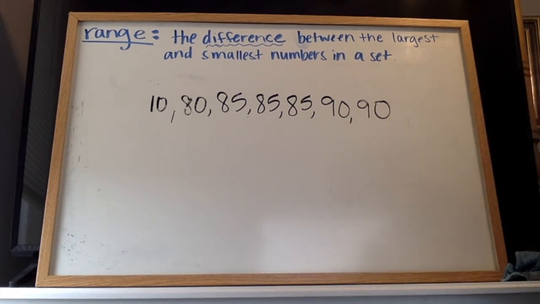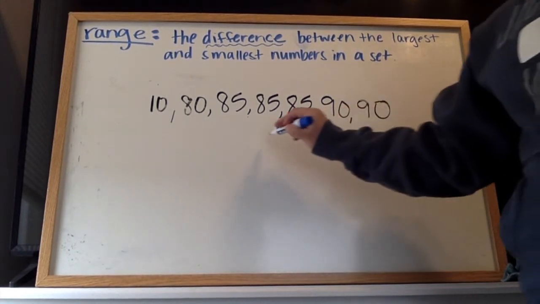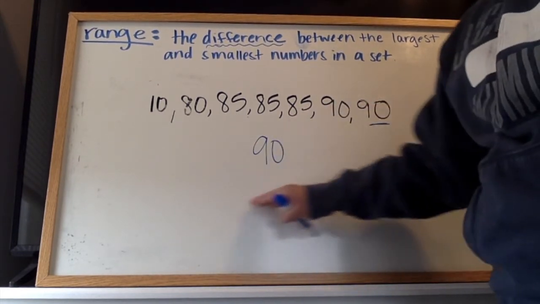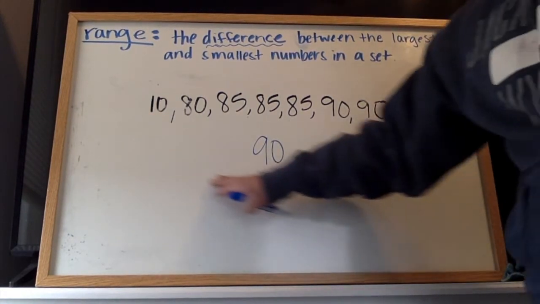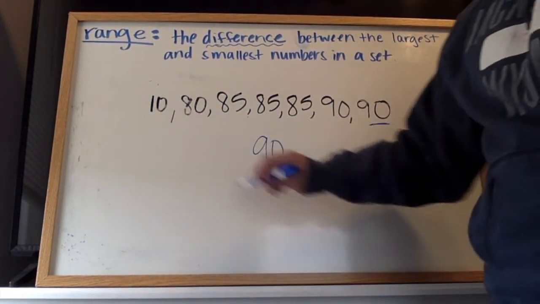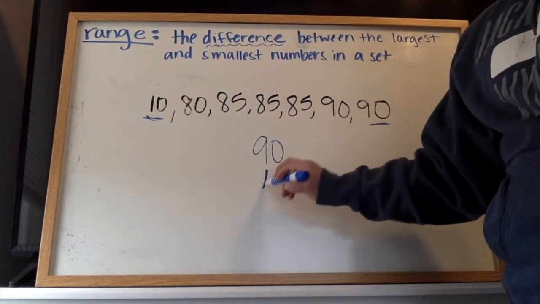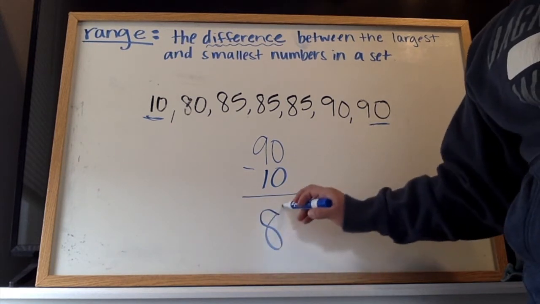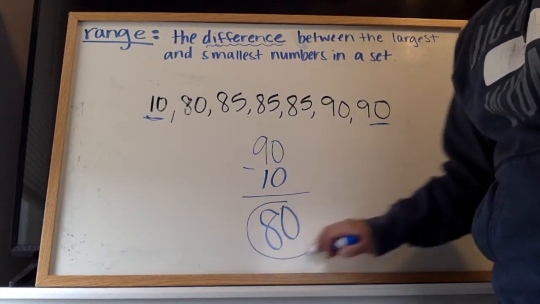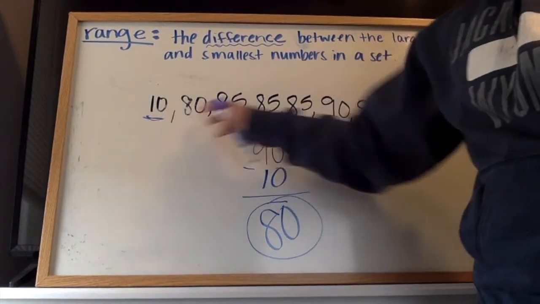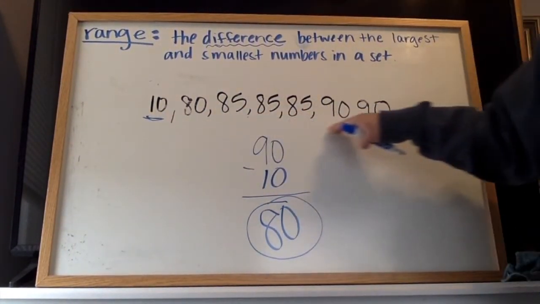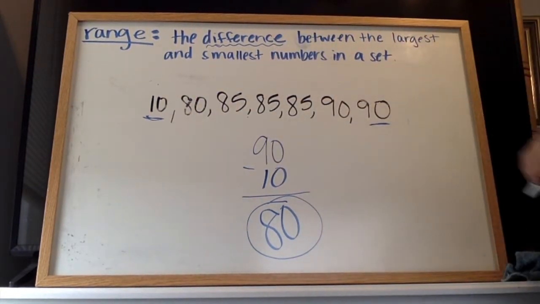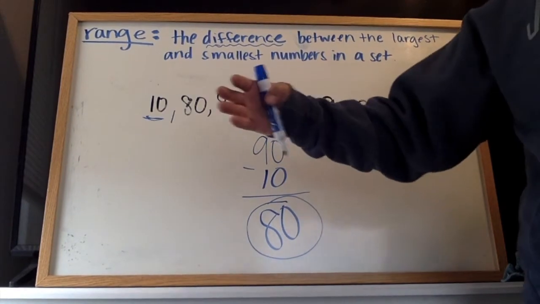So I'm going to take our largest number, which is 90, okay, and I need to find that range. Okay, what's that difference between our smallest and biggest? Well, the smallest one is 10. So if we subtract 90 and 10, we'll get 80. Now what this means here is that from 10 to 90, there are 80 numbers between our smallest and our biggest. Okay, that's our range.